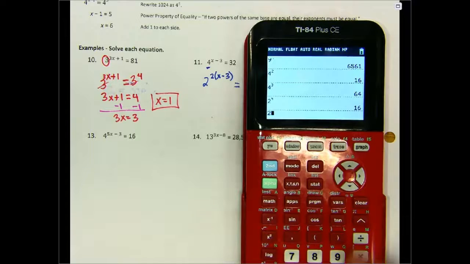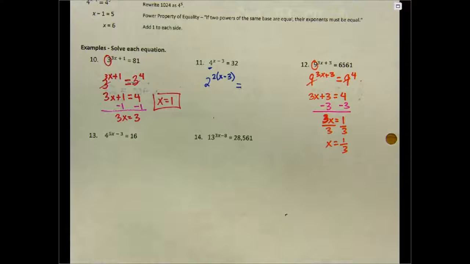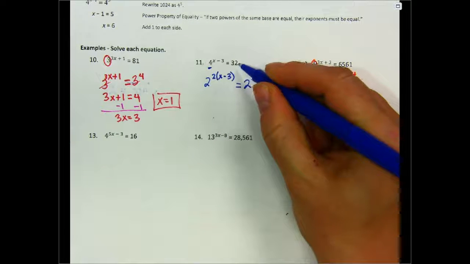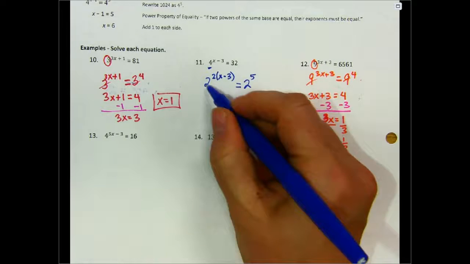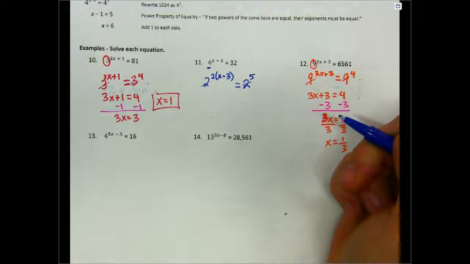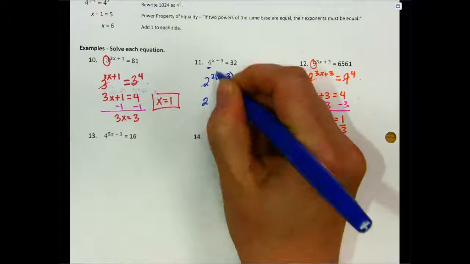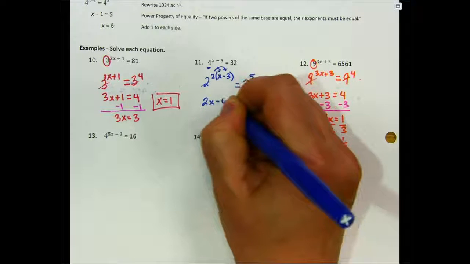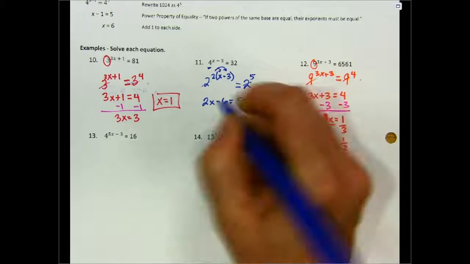Not quite yet. 2 to the 5th. There we go. So that's my 32. So this side's going to be 2 to the 5th. Now I've got the same base, so I can cancel those out. And I'm going to go ahead and distribute this. So 2 times x is 2x minus 6 equals 5.